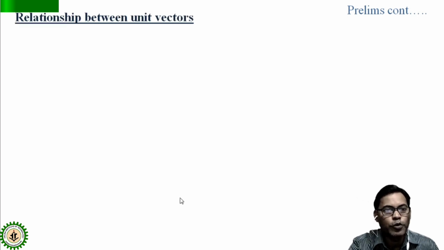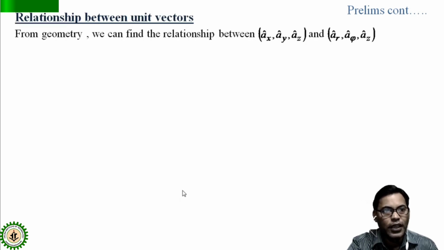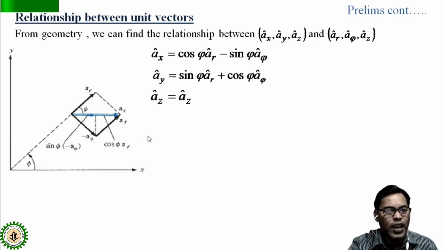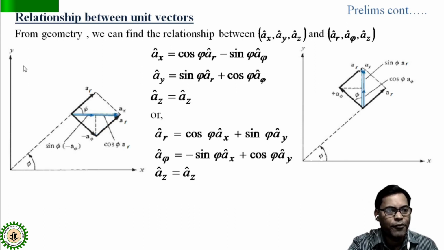Now, we are going to find out the relationship between the unit vectors. From simple geometry, we can find out the relationship between ax, ay, az and ar, aφ, az. Here we are going to see that. You see the first diagram: in this diagram we have taken only the xy component, the 2D diagram, that is xy.